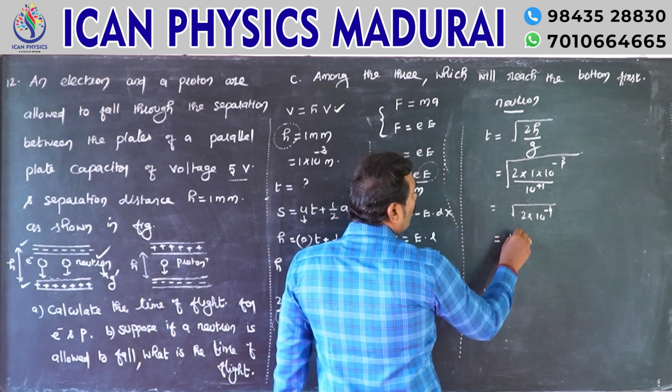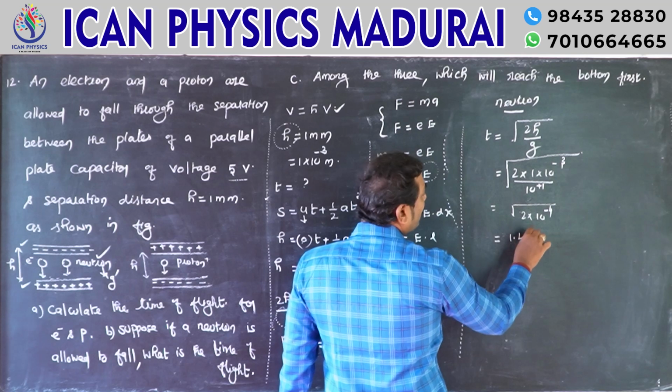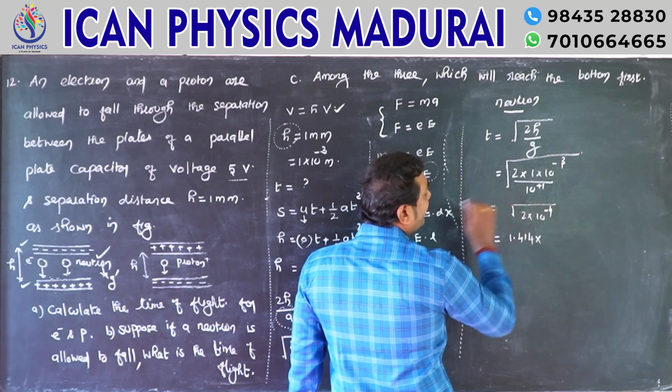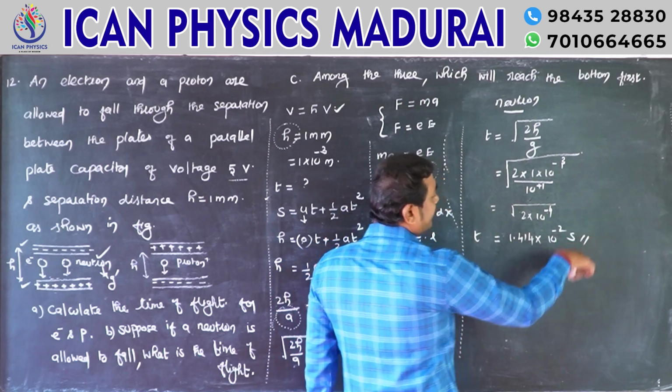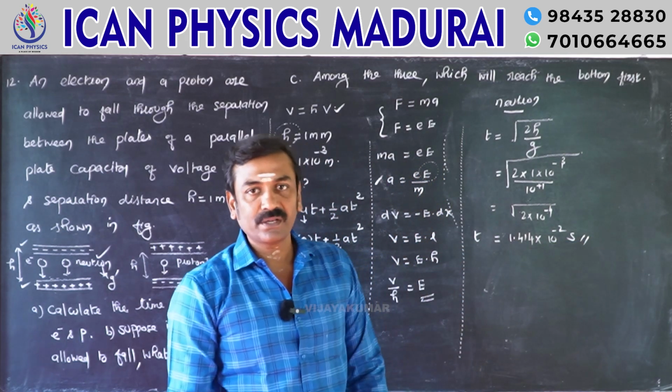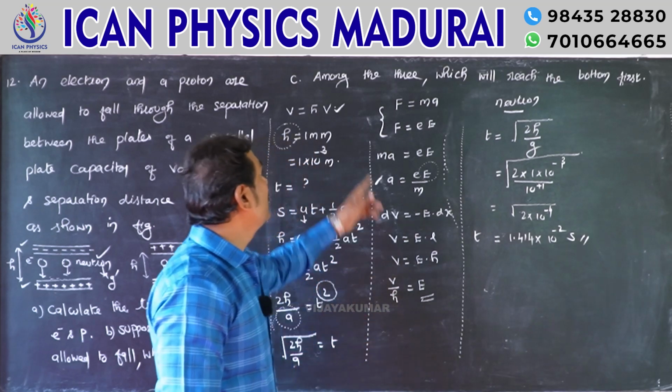So it becomes 1.414 into 10 to the power minus 2 second. Do you get it now? Do you have any doubt? No doubt. The last one.